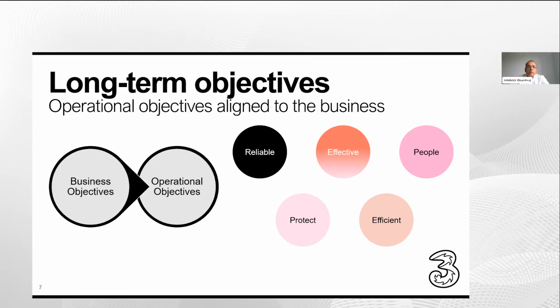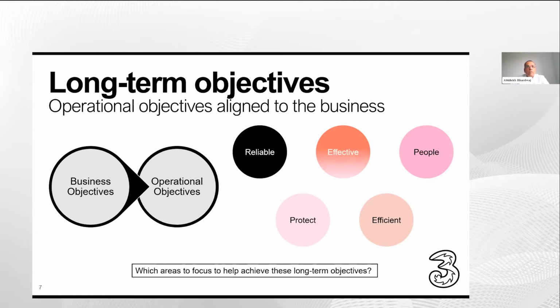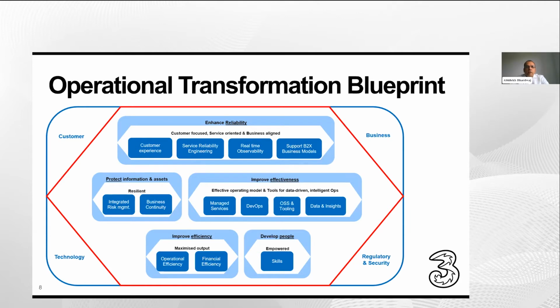So what you see on the screen are the 5 key long-term objectives that we have, which is to ensure that we deliver reliable operations, effectiveness, we develop our people, we protect our information and assets, and we deliver efficiency as we go along. The question here is, which areas should we focus on to help achieve these long-term objectives? How do we achieve these long-term objectives? And that requires us to go and dig deeper. So our operational transformation blueprint is basically a framework which connects the demand drivers with the long-term objectives, and basically lays out on the table what the strategic focus areas are. So as you can see on the screen, this blueprint mentions the long-term objectives and connects them to the strategic focus areas.